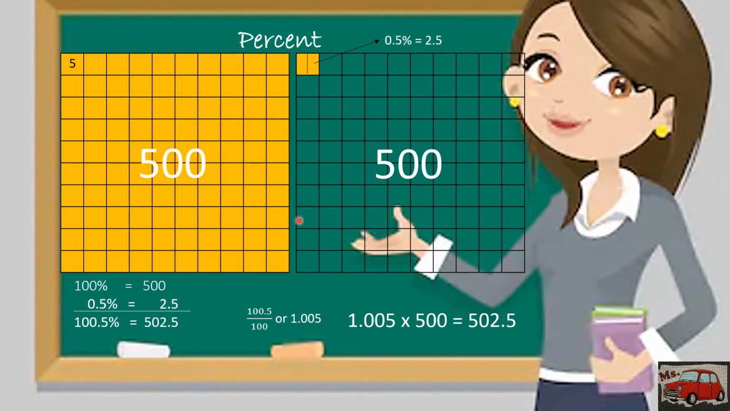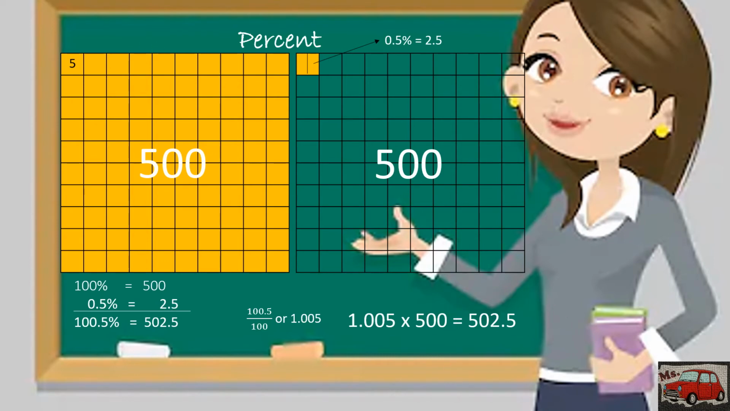Okay? Kasi nga, di ba, 500 na to, plus 2.5, so that is 502.5. Okay? Other way to do that is convert this percent into decimal, then multiply that to 500. So, 100.5 divided by 100, that is 1.005. And then multiply that to 500, that you'll get the same answer, 502.5.